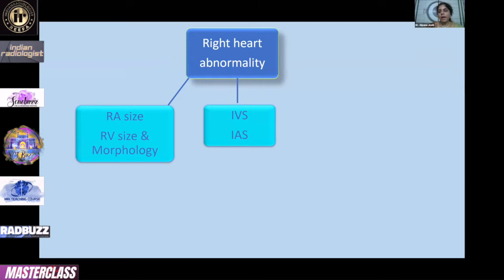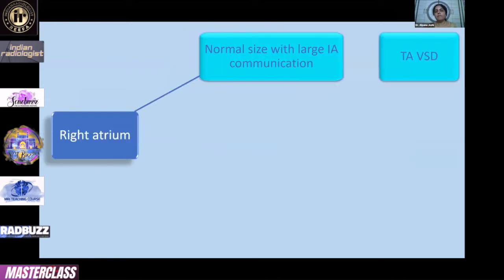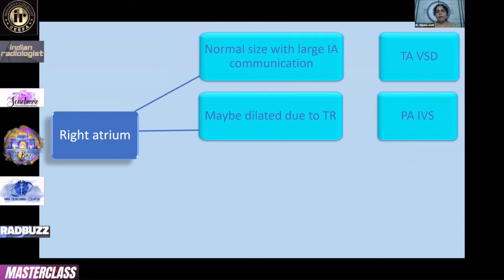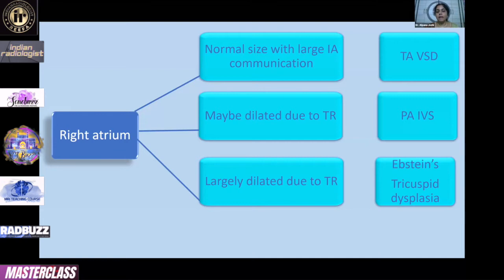You have to look at the tricuspid valve, the pulmonary valves and arteries, the ductus arteriosus and the great vessels. And then at each level, you will find some clues. If it is a normal size or large interatrial communication, the right atrium is normal, it is TAVSD. If it is mildly dilated or normal TR, it is PAIVS. If it is a largely dilated right atrium and TR, then it is Epstein's or tricuspid dysplasia.